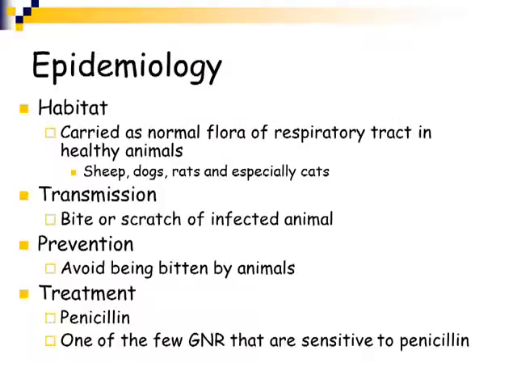So, of course, the best prevention is to not get bitten by an animal, especially an infected animal. But I mean, this is normal flora, so the animals may not have any symptoms at all. Stressed animals can, but dog or cat, it's just normal oral flora. Just like we humans have normal oral flora, so do animals. Treatment: penicillin, it works fine, and it is one of the few gram-negative rods that are still sensitive to penicillin.